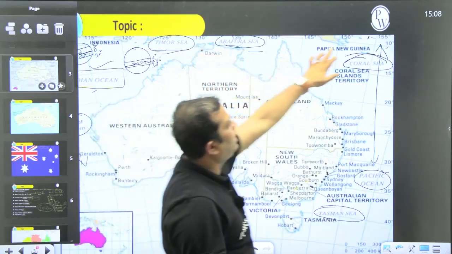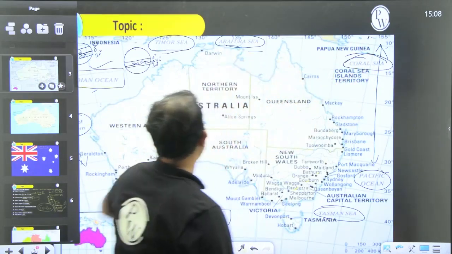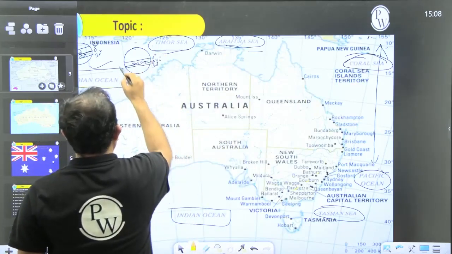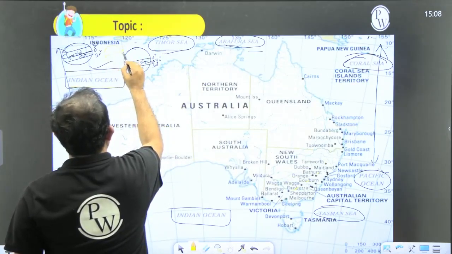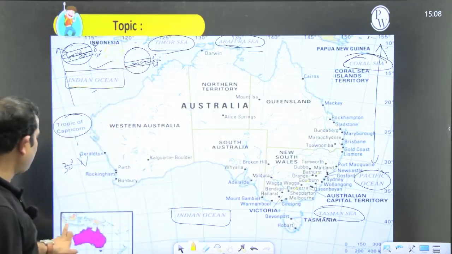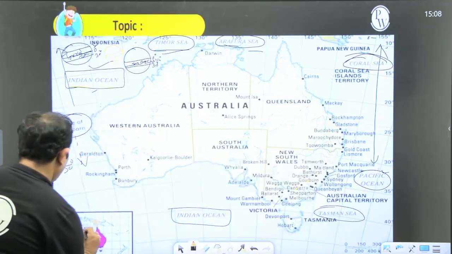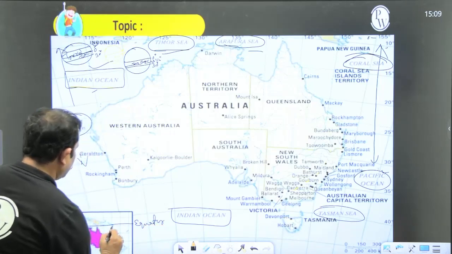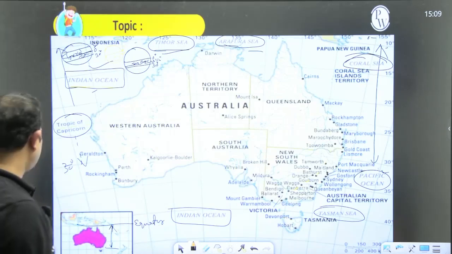Here we see that it is 10 degree south. If I draw this map again, this is the equator, 0 degree, and Australia is here, about 10 degree south. Australia lies in the southern hemisphere. Just look at this map also. This is the equator line. So Australia lies entirely in the southern hemisphere.